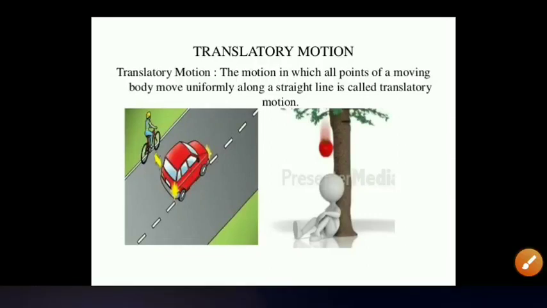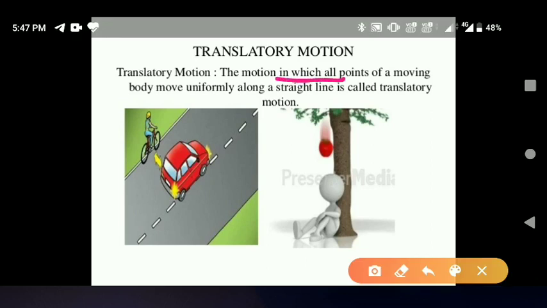Translatory motion. A body is said to be in a linear or translatory motion if it moves in a line in such a way that its every part moves through the same distance in the same interval of time. There are different types of translatory motion, but the motion in which all points of a moving body move uniformly along a straight line is called translatory motion. So here are some examples of translatory motion.